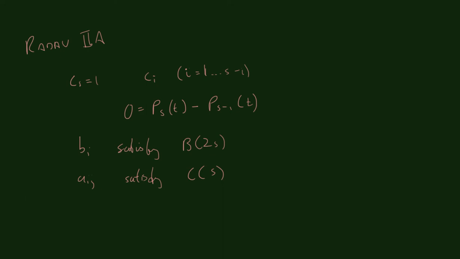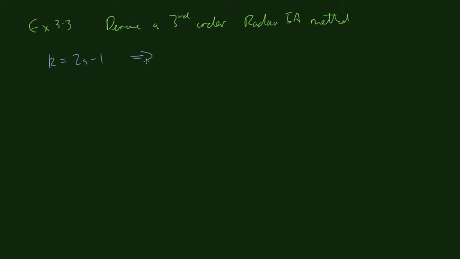So we're going to look at example 3.3 in the notes. Example 3.3: we want to derive a third order Radau 1A method. The first thing we need to ask ourselves is how many stages. Remember, for Radau methods, the order k is 2s minus 1. So if k is 3, we'll have 2 stages.